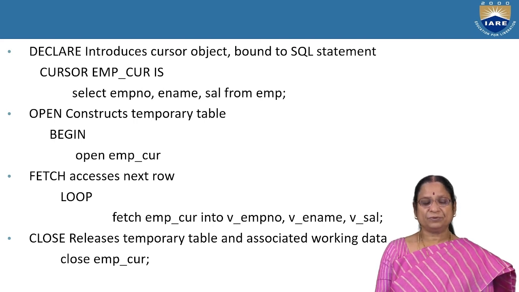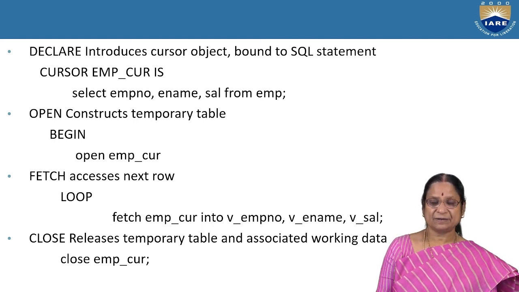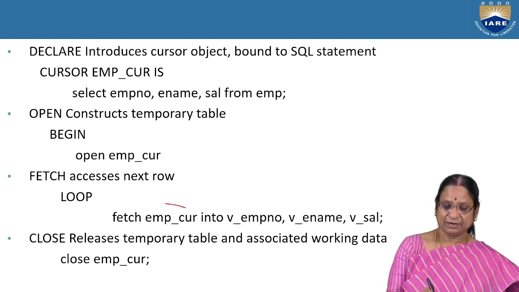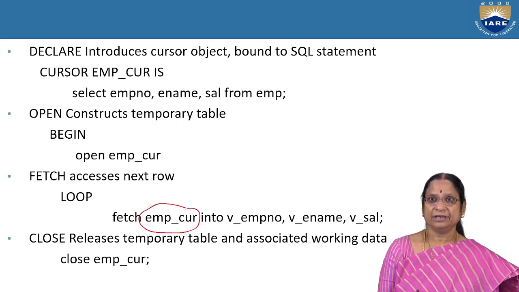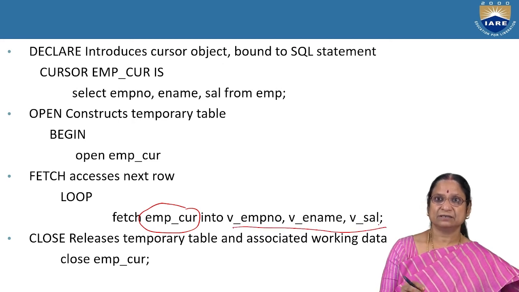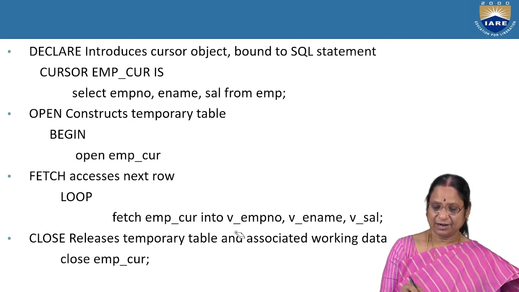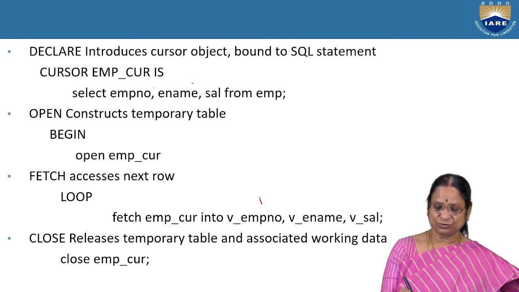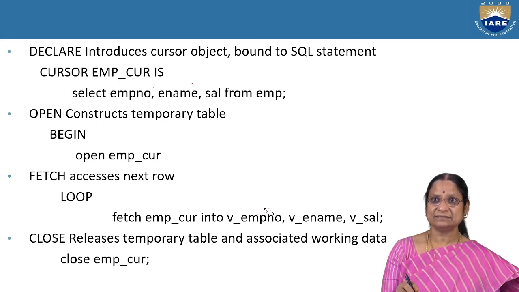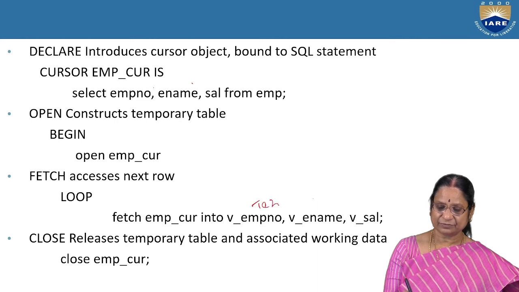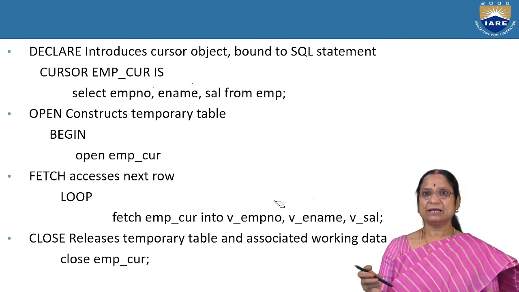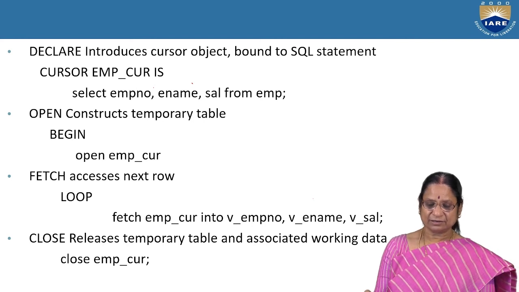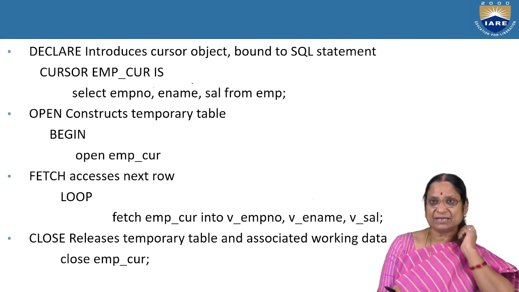Fetch means it will be in the loop. We will write loop, and the fetch statement is associated with the variables, fetching the record into these attributes. That is, from the EMP cursor, the attributes are stored. How many attributes? EMP number, ename, salary are there. EMP number is stored in V_empno, ename is stored in V_ename, and salary will be stored in V_salary. What are these things? These things are temporary variables, local variables we will call them. So the current record of the EMP cursor is stored in these variables. So I will use these variables to process something.